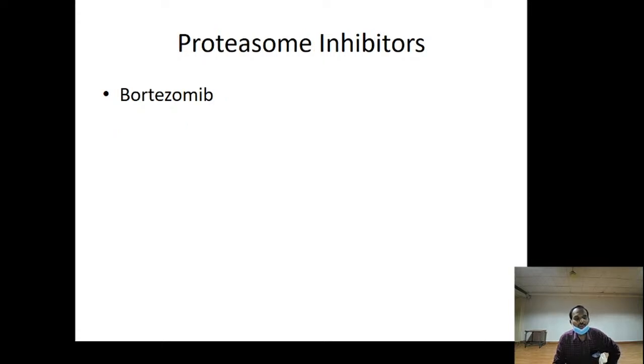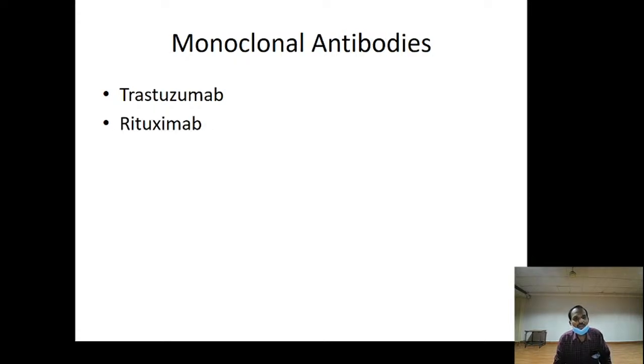Now, bortezomib is important because it is a proteasome inhibitor. Proteasome actually is a trigger for multiple myeloma by synthesizing proteins that are anti-apoptotic in nature. So if you inhibit the proteasome, anti-apoptotic protein will not be formed. If anti-apoptotic protein is not formed, then the cell count comes down. One important problem with this is peripheral neuropathy, bone marrow depression and diarrhea as side effects. Then trastuzumab for breast cancer, HER2 receptor blocker, rituximab, the CD20 receptor blocker, in case of non-Hodgkin's lymphoma.